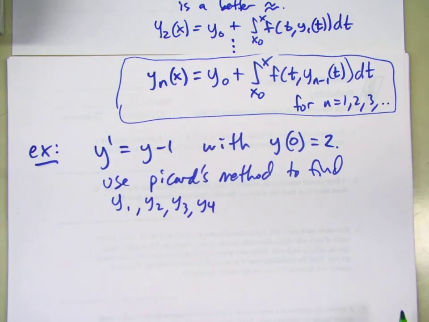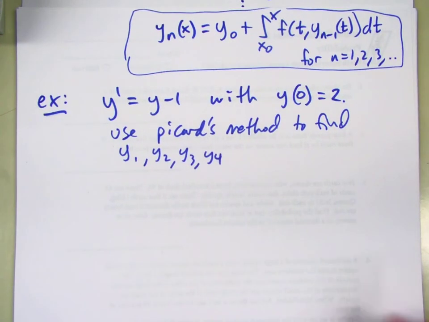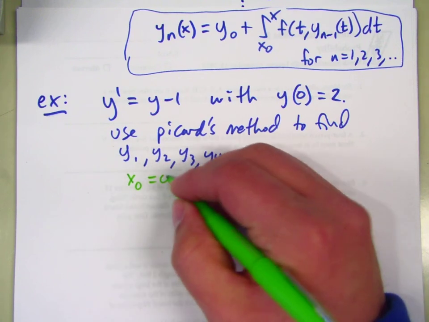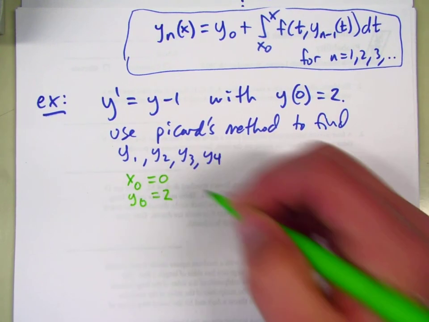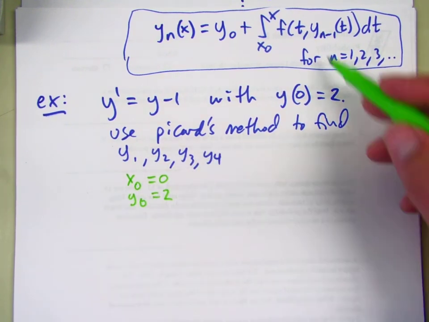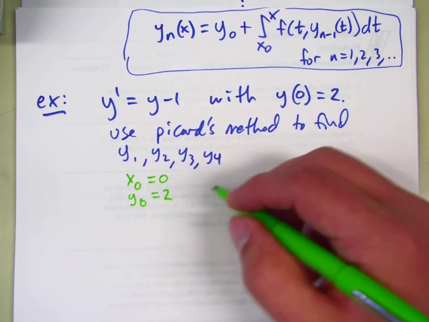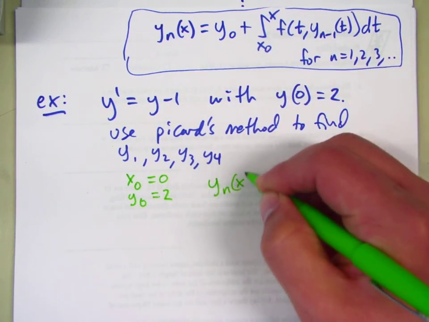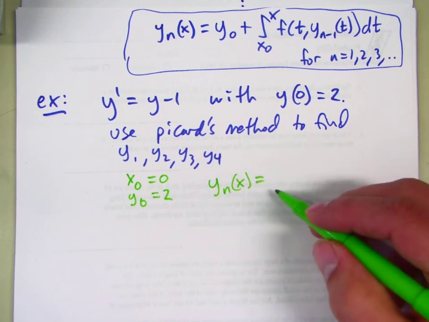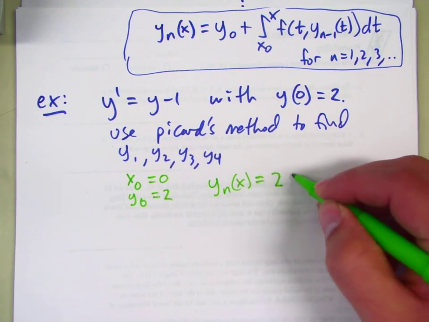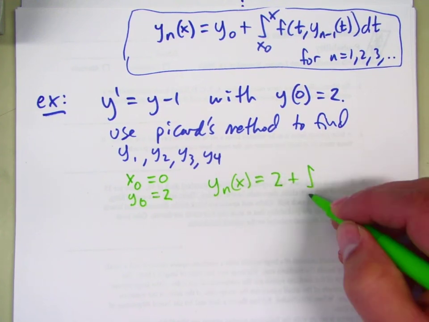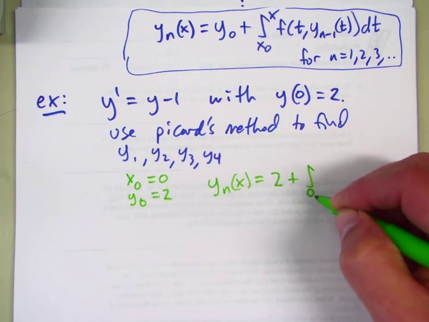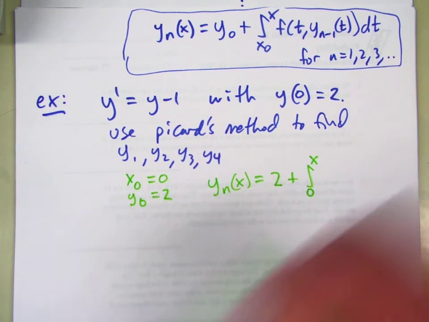All right, so let's take a look at what's going to happen. First, I'm going to write down our initial condition, which was x naught was 0, y naught was 2. And I'm also going to write things in this notation using this formula. So y sub n of x is always going to be 2 plus the integral from x naught, which in this case is 0. So I'm going to replace x naught with 0 right away. This is going to stay x up here.